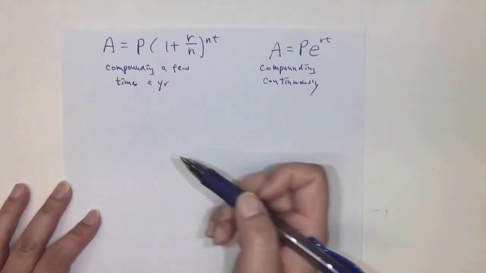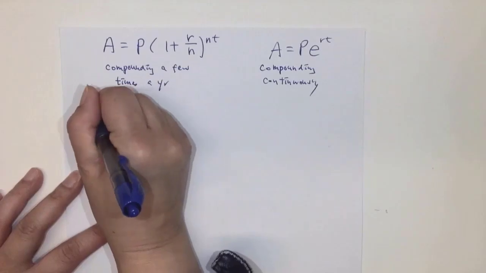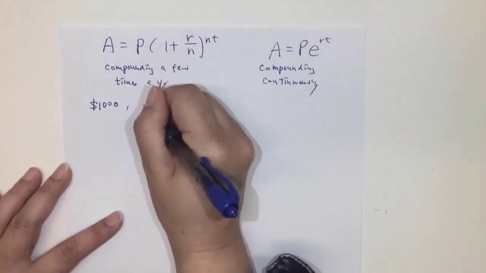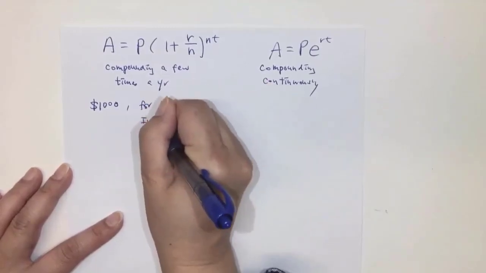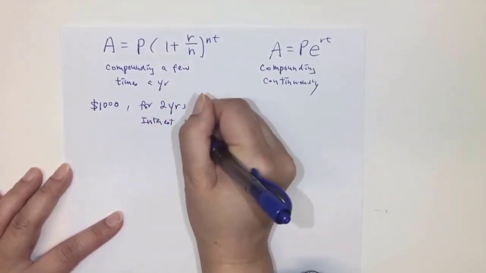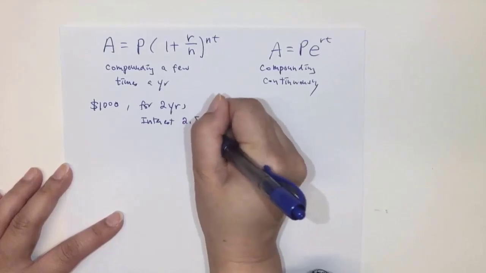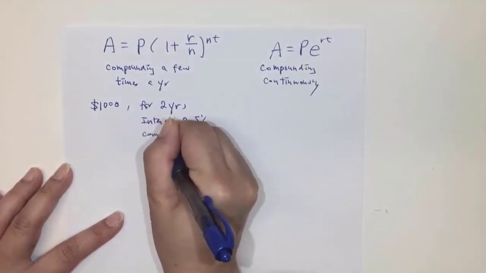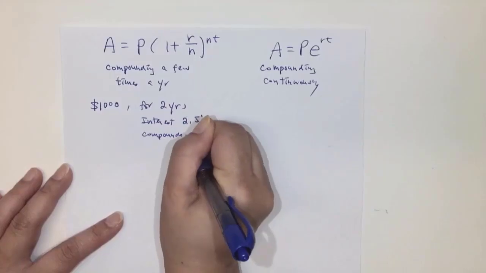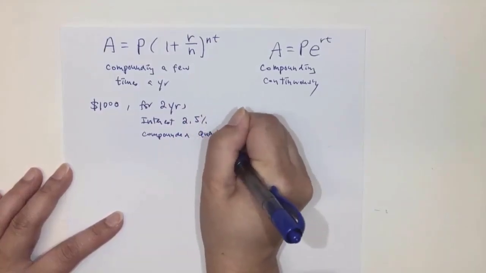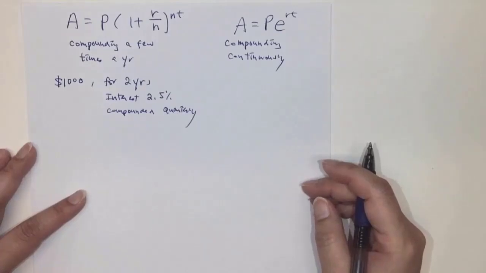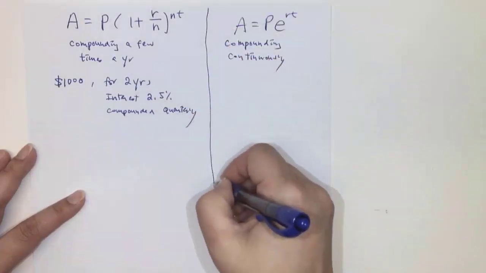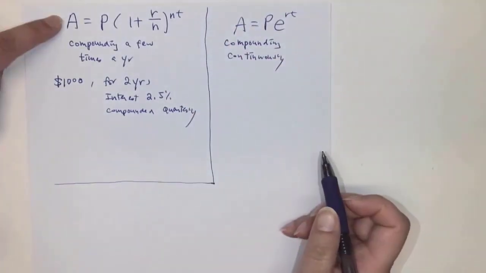So let's do 2 very quickly. Say you put in $1,000 for 2 years, and the interest rate is 2.5% compounded quarterly. That's the question. Then which formula should I use? Quarterly, the first one, right? Because it's several times a year. So I'm going to need to plug it in like this.